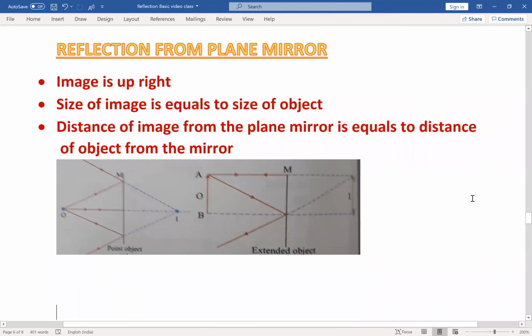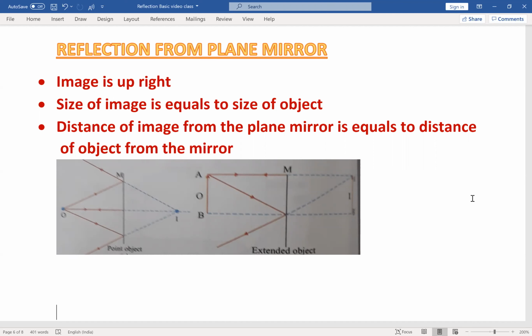We have the most general daily life example, the plane mirror. From the plane mirror, if you want to study the characteristics of reflection, we'll quickly go through those properties. The image is upright, and the size of the image is always equal to the size of the object.